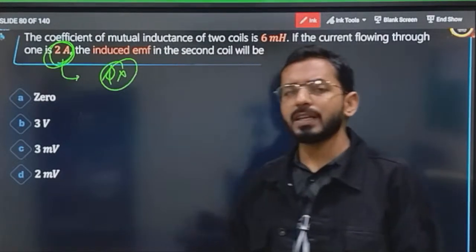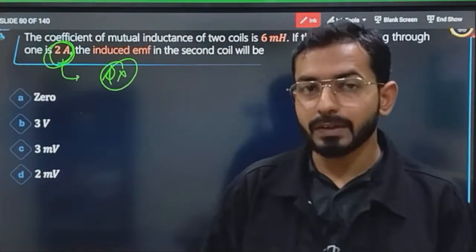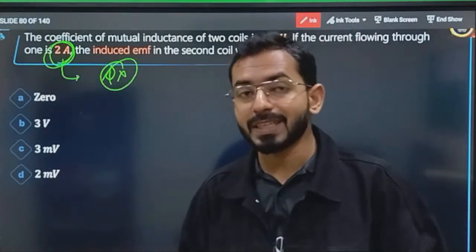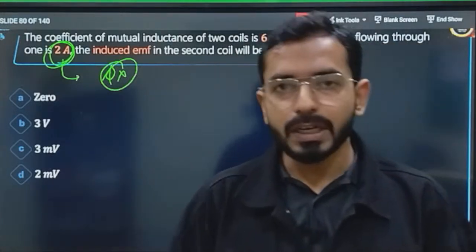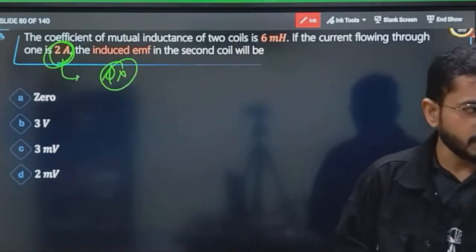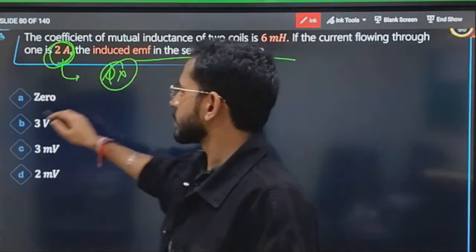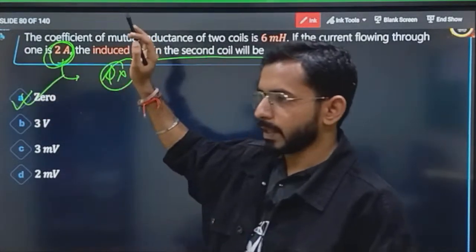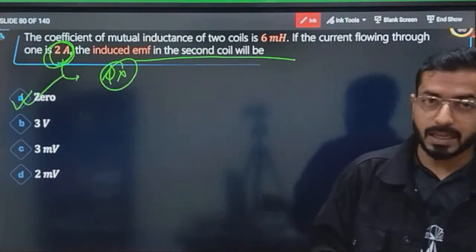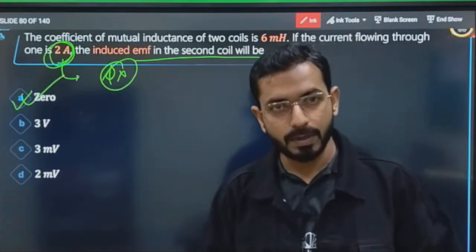If there is no change in flux, why would there be self inductance, why would there be mutual inductance? There is no story, because these things got induced only when you are changing the current with time. Otherwise there is no point of discussing mutual or self inductance. So that's why there will be no induced EMF in the second coil. That means the answer will be simply 0. If there were some change, then we would have written the formulas and the rest of the things. I hope this will be clear.